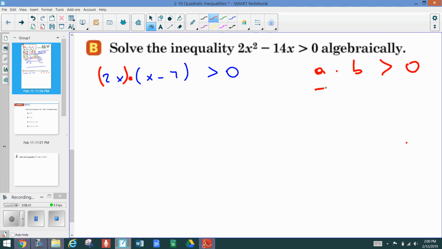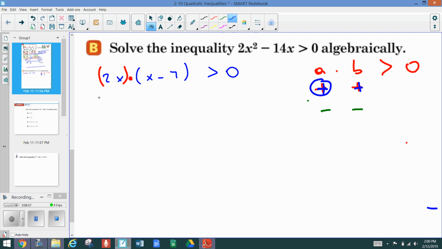Same, right? Positive times positive. When you use this color, positive, and then negative times negative. Negative. So this is the second case.